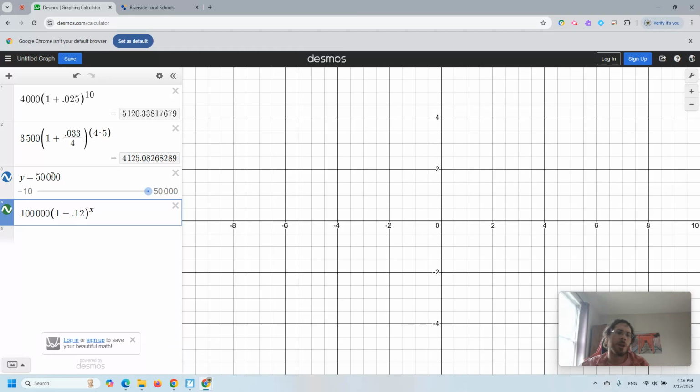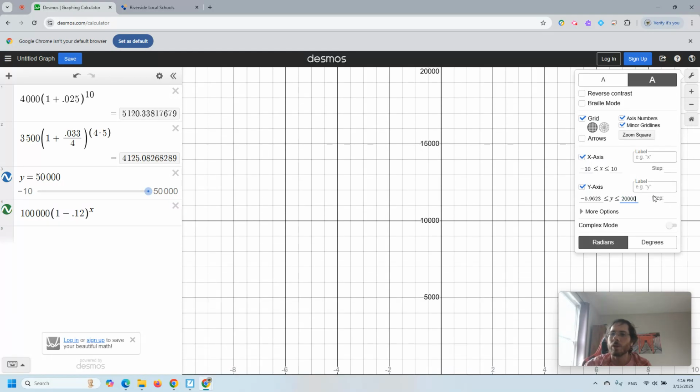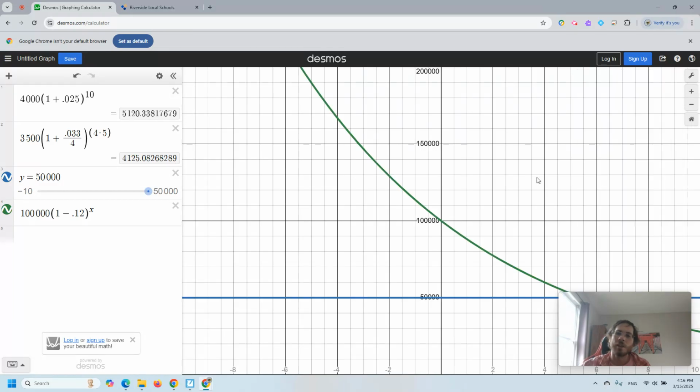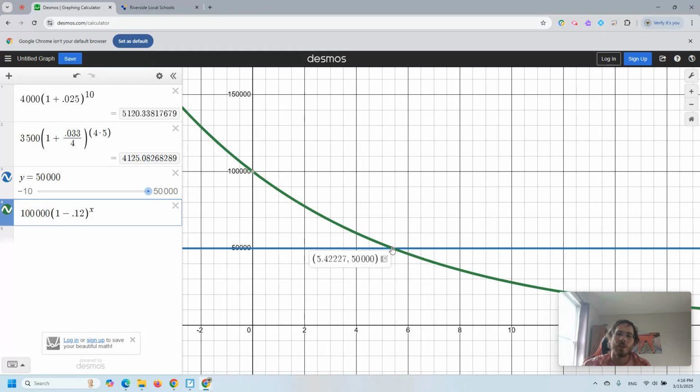Now, again, nothing shows up because we see our fennec fox population over here starts at 100,000. So I'm going to use the little wrench, and I'm going to start up here maybe at 200,000, just so I can see everything pretty well. And I think I already see where they connect. They're going to connect all the way over here. So that's our intersection point.